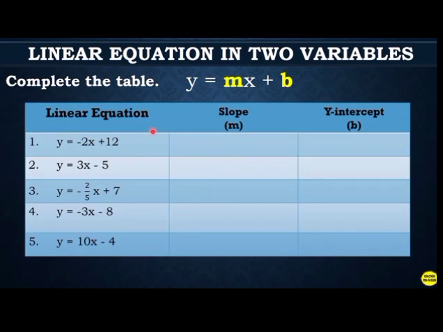We can only get the slope and y-intercept if your linear equation is in slope-intercept form. And when we find the coefficients, it must be in general form. So you should know how to rewrite your linear equation in two variables. Okay, so that is the next topic.